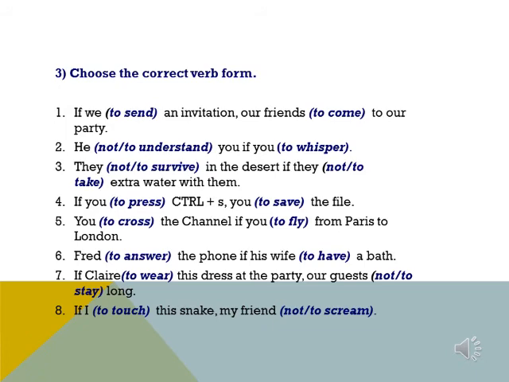5, you to cross the channel if we have to fly from Paris to London. Number 6, Fred to answer the phone if his wife to have a bath. 7, if Claire to wear this dress at the party, our guests not to stay long. 8, if I to touch this snake, my friend not to scream.